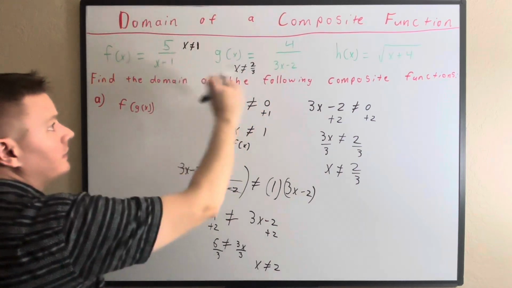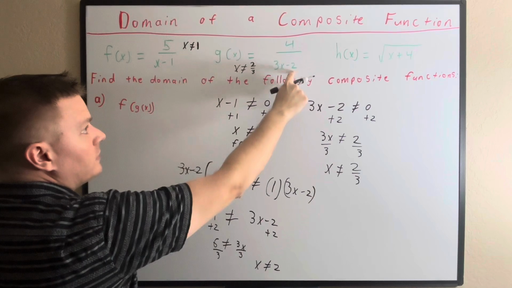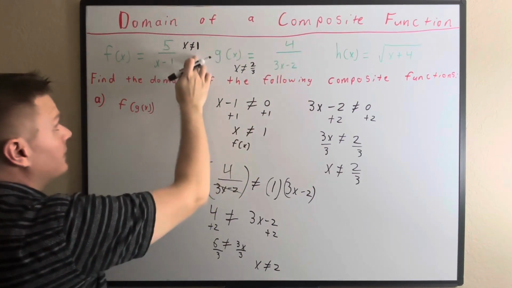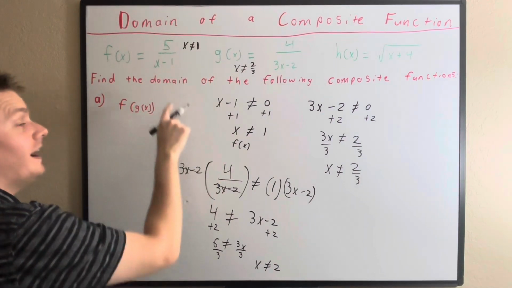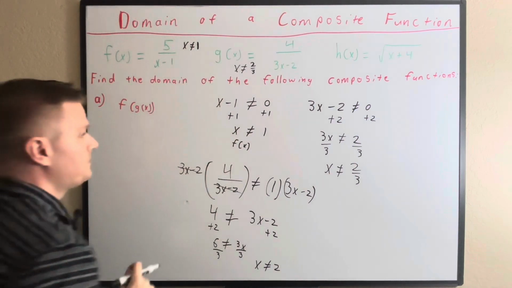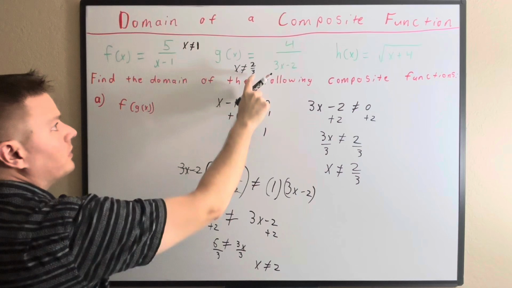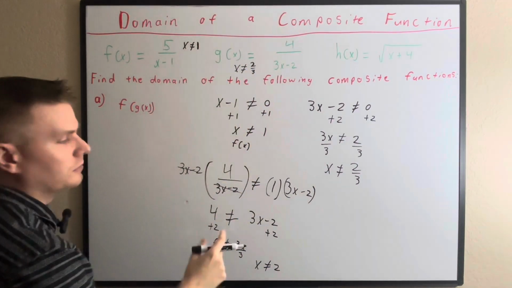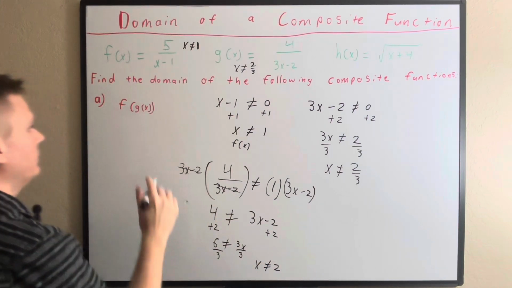But we can include 1. If we put in a 1 there, 1 times 3 is 3 minus 2 is 1. That's 4 as our output, that's not 1, right? So 1 is okay for this composite function, not for f of x, but it is okay for this composite function. Does that make sense? So we're including this in our domain, or this rule, that we cannot include 2/3, and we cannot include 2 in our domain.